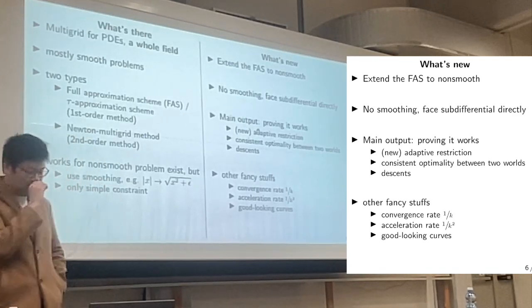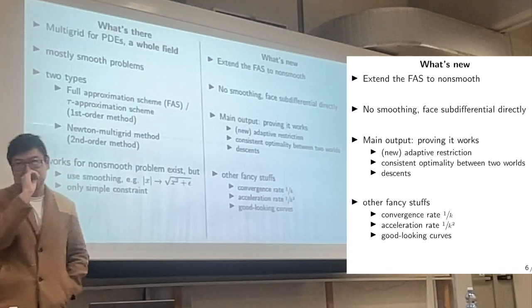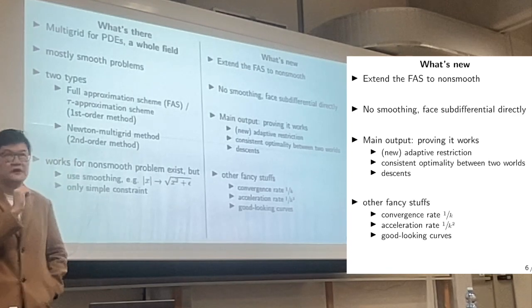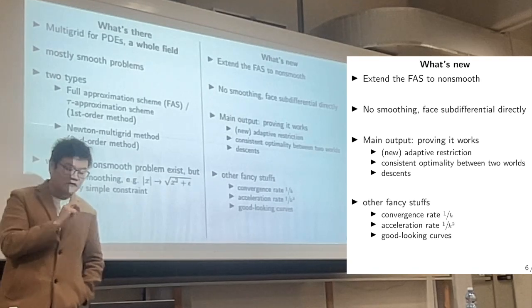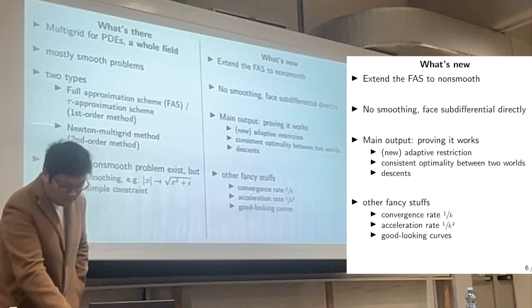And what is the main output? Very simple, it is to show that multigrid coming from PDE, which assumes everything is differentiable, also works in the non-differentiable case. Okay, and of course you have a bunch of rates. I have 3 convergence rates, but I'm not going to show you the details.